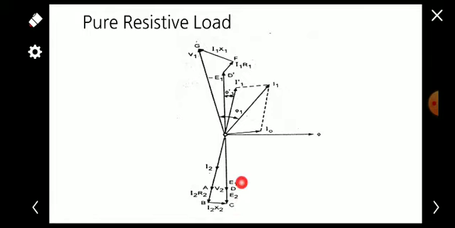So after drawing this E1, we will draw this V2 here with a small angle lagging. We are connecting a pure resistive load here, and we know that for a pure resistive load, the current I2 will be in phase with V2. So we will draw I2 here in phase with V2, with a small amplitude.